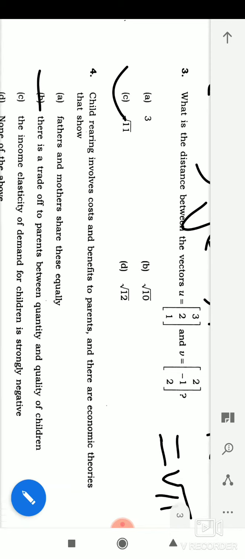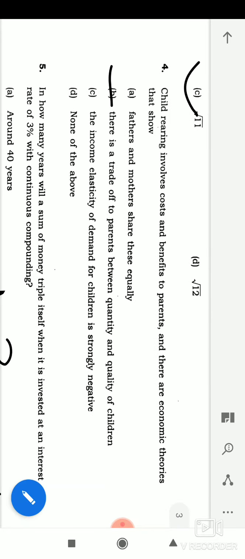The next one: child rearing involves costs and benefits to parents, and there are economic theories that show, given options: fathers and mothers share this equally, there is a trade-off to parents between quantity and quality of children?